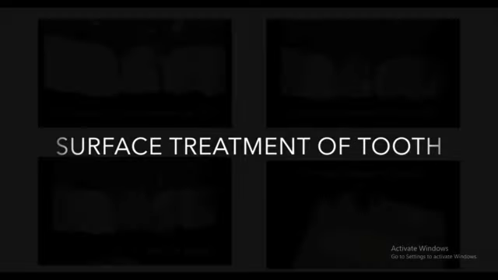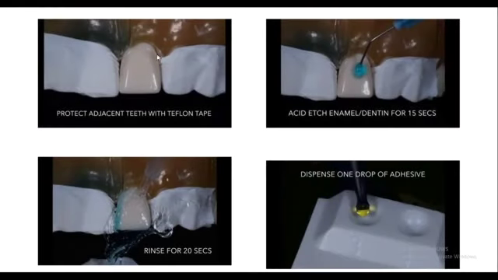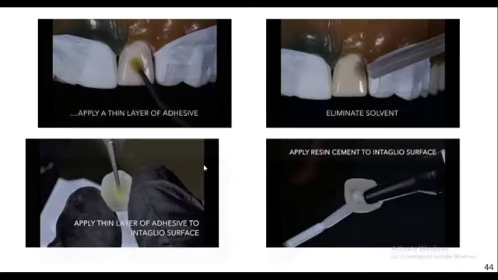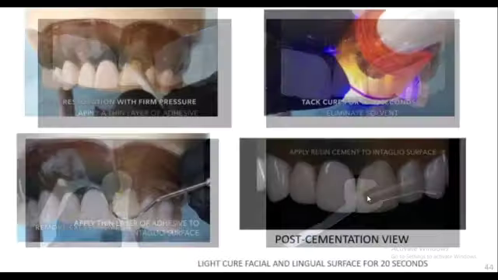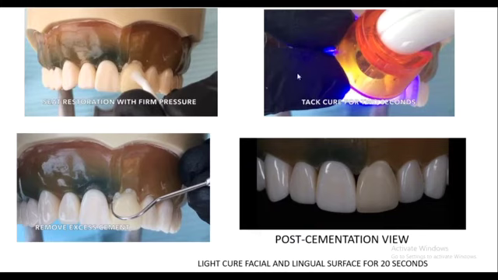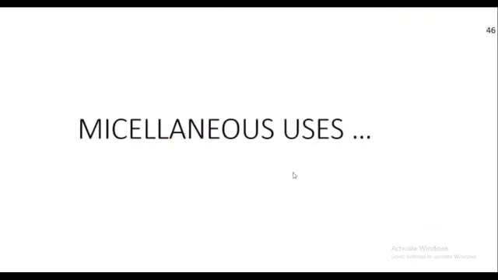Then you need to surface treat the tooth surface. You need to protect the adjacent surface with Teflon. You need to acid etch the enamel and the dentine. You need to rinse it for 20 seconds. You need to dispense the adhesive, then apply a thin layer of adhesive. Then you need to eliminate the solvent, apply the layer of adhesive onto the intaglio surface, put the resin, and then you need to cure it. You need to place it in the patient's mouth, and then you need to cure it.